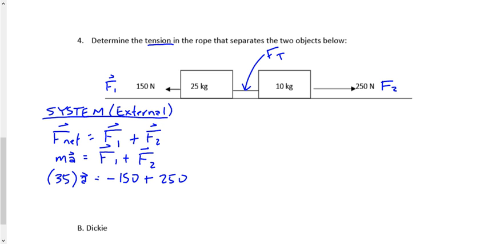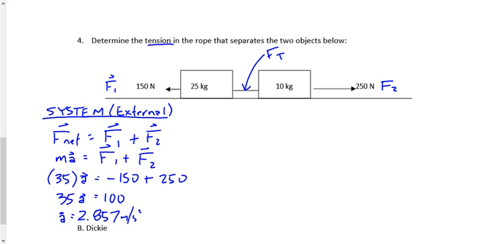So we're going to say 35 times A is equal to, it's 100, right? On the right-hand side. Yeah, 35A is equal to 100. And we're going to say A is equal to 100 divided by 35. 2.857 meters per second squared. Okay, good. It's not what we're looking for, but it's a step along the way, right? We're pretty much half done now.